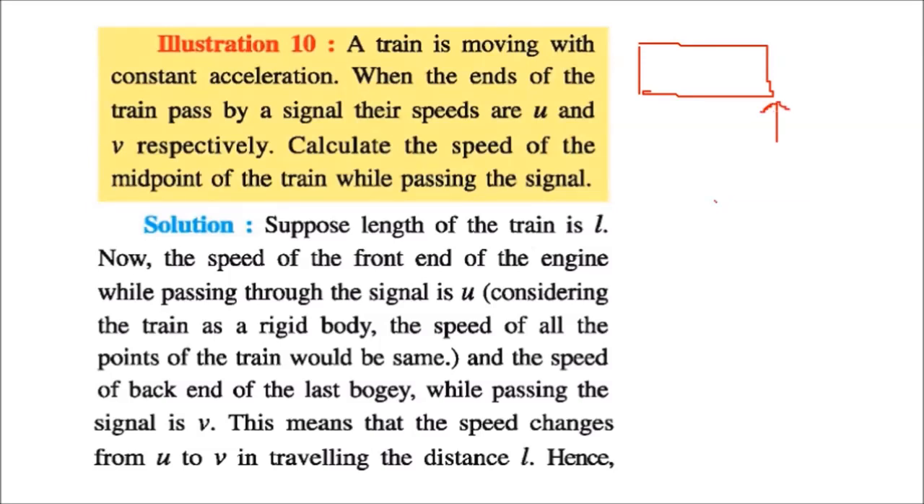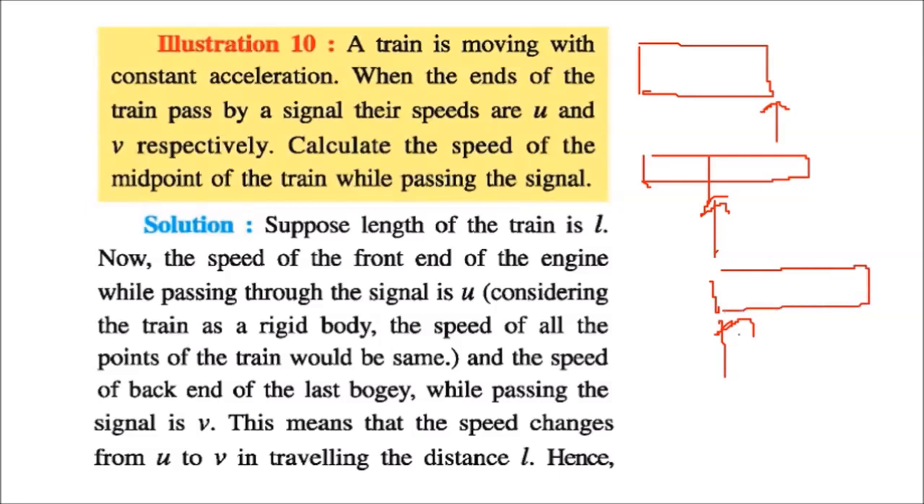Then at some point it will reach like this. So the midpoint is coinciding with the signal, and next the train's end reaches the signal. So this is the direction of movement. The question is, what is the speed of this midpoint of the train while it is passing the signal? Let us assume that the length of the train is L.